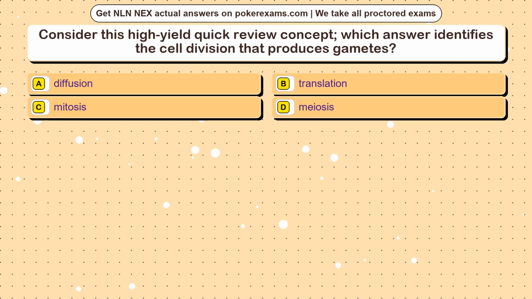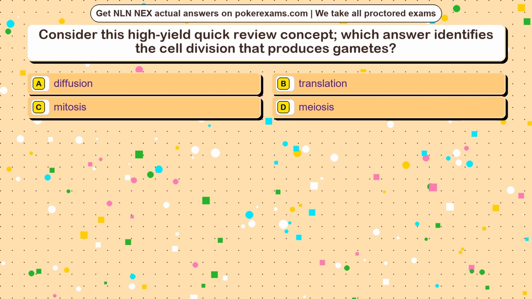Question 18. Consider this high-yield quick review concept. Which answer identifies the cell division that produces gametes? Option A, diffusion. Option B, translation. Option C, mitosis. Option D, meiosis.